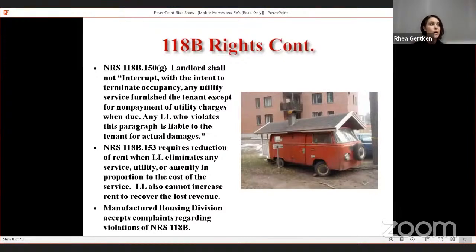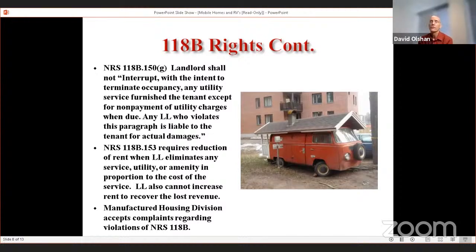Again, the landlord can't interrupt any utility service to make the tenant move out. Similarly to regular landlord-tenant law, the landlord is responsible for actual damages if they make it so the tenant loses electricity, water, or sewer access. And again, we talked about the reduction in rent if the mobile home park removes a utility service that then becomes the responsibility of the tenant. The Manufactured Housing Division does accept and investigate complaints for violations of 118B. If the park is doing something that violates 118B, you can complain to the Manufactured Housing Division.